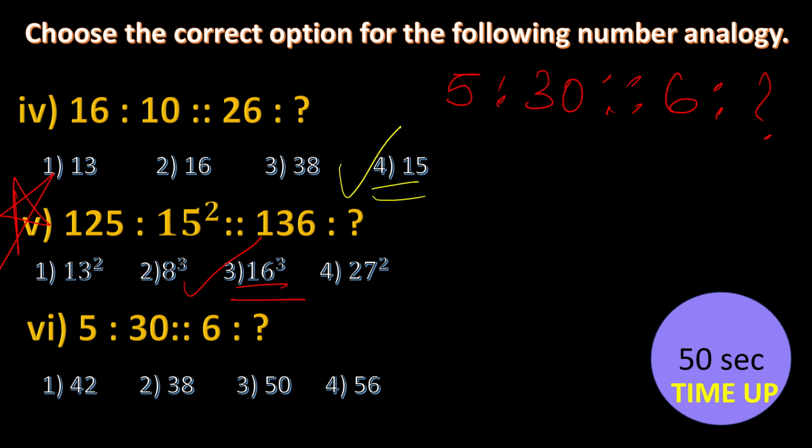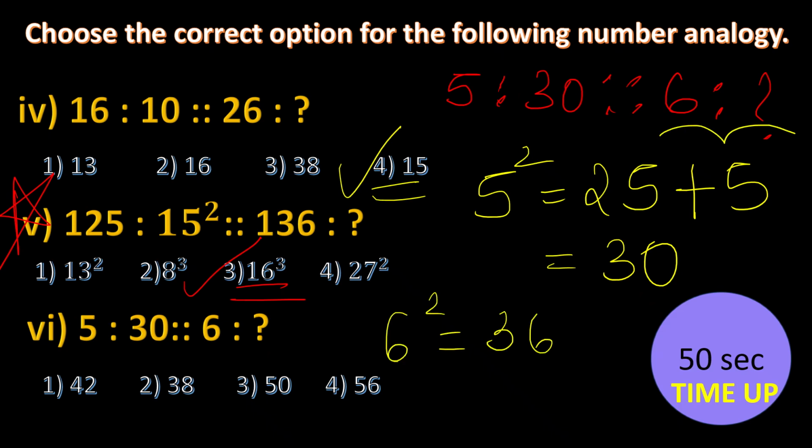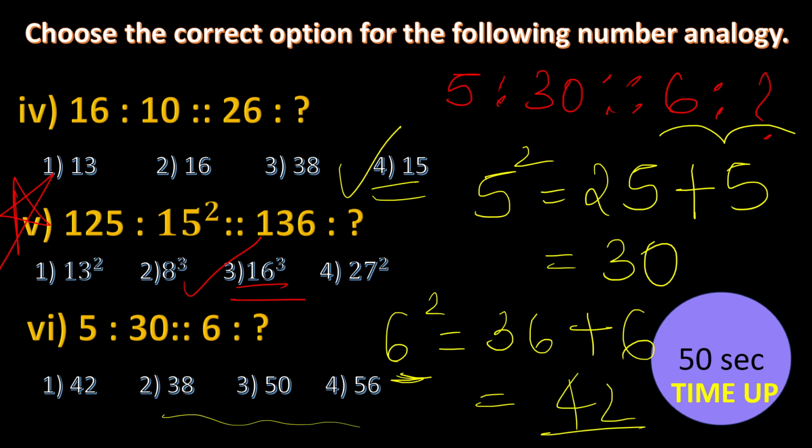5 square is what, students? 25. Correct? 5 square is 25. Plus 5 when you do, you'll get 30 as the answer. Same logic you will apply for this part. 6 square is 36. Plus you need to do the same number, that is 6. If you do 5, you will not get the answer present in the option. 36 plus 6 will give you 42. So 42 is the correct option.